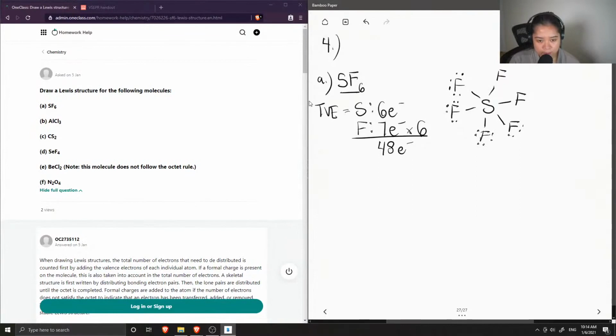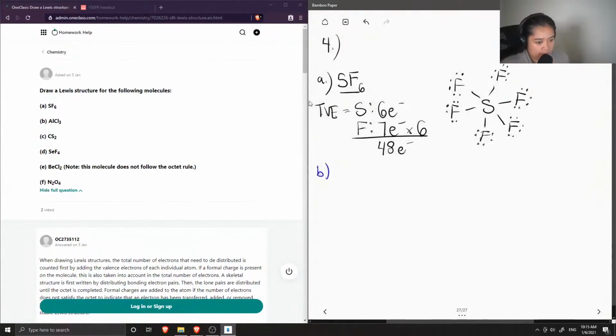So if we recall that each bond contains 2 electrons, and we have a total of 6 bonds, that is 12 so far. And then each fluorine atom has 6 electrons in the form of lone pairs. So 6 times 6 is 36, plus 12 is 48. So this is the following Lewis structure for sulfur hexafluoride.